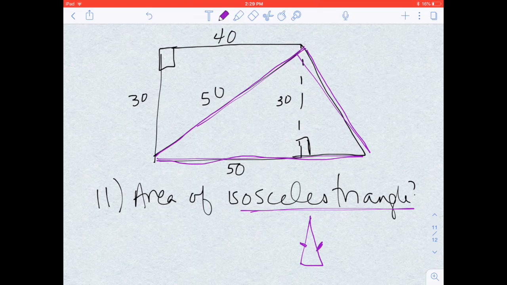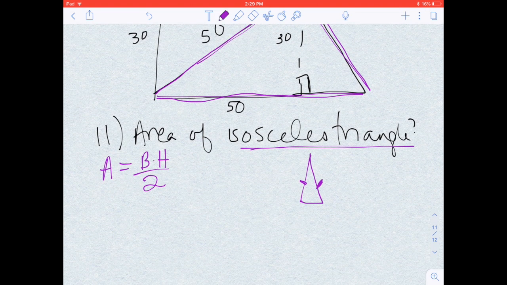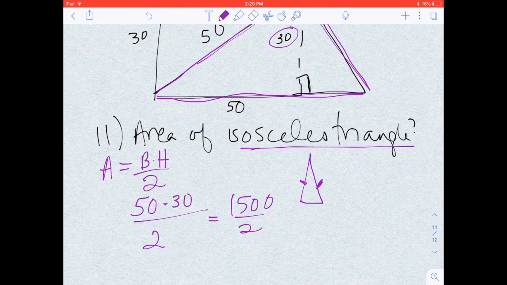So I need to continue with my area of a triangle formula, which is base times height divided by 2. And do I have a base? Yes, my base is 50. Do I have a height? Yep, 30. It's this part right here. And then I divide that whole thing by 2, which gives me 1500 over 2, which simplifies to 750 millimeters squared.